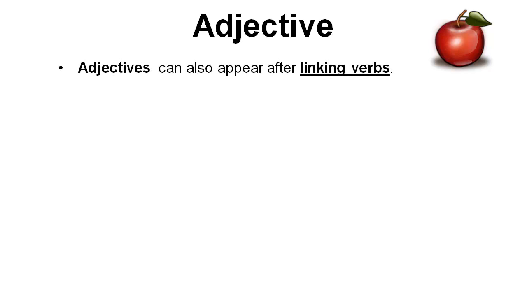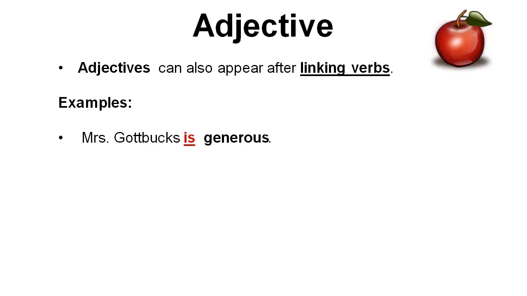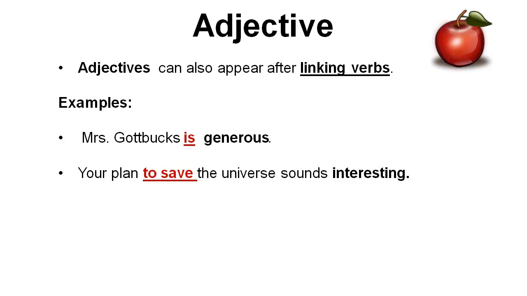Okay, adjectives can also appear after linking verbs. Now here's the exception I was telling you about. Let's look at this example. Mrs. Gotbucks is generous. Yes, okay. So where's the verb in this sentence? Is. Generous is an adjective, is it not? It does not appear before the noun. It does not say generous Mrs. Gotbucks. No. But in this case, the adjective that modifies the noun, Mrs. Gotbucks, actually appears after the linking verb is. Yes, let that marinate, but you'll get it.